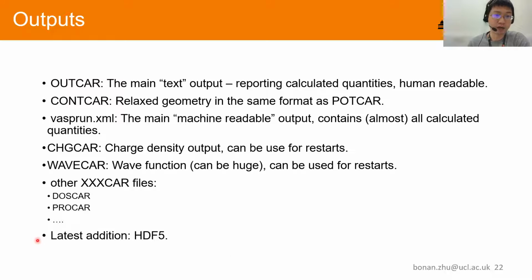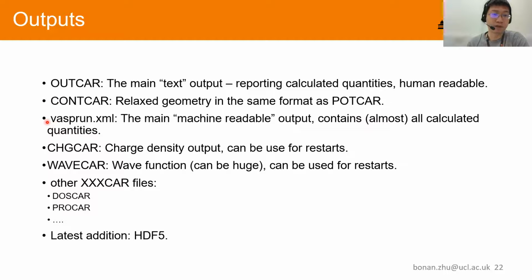So you have multiple files as output. The main output is called OUTCAR, which contains the calculated quantities in a human readable fashion. There is also this CONTCAR, which is basically the relaxed geometry in the same format as the POSCAR. There's a typo here, it should be POSCAR.